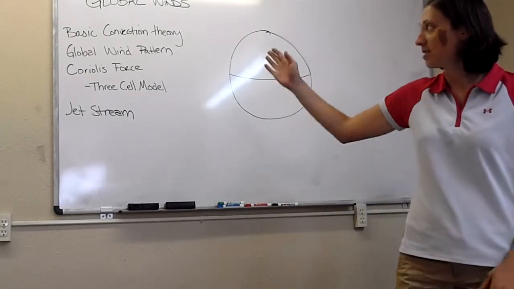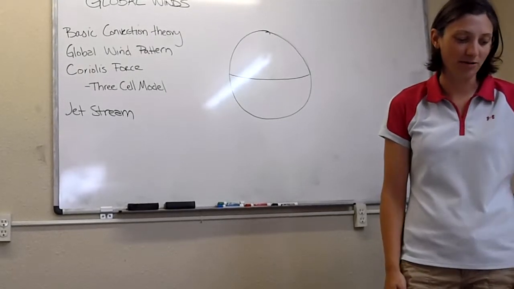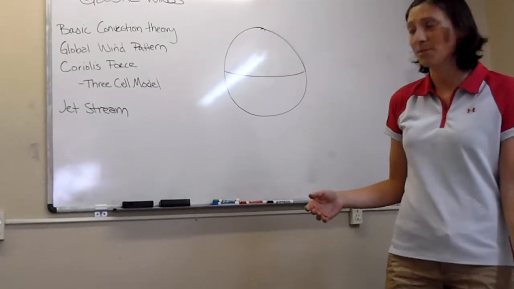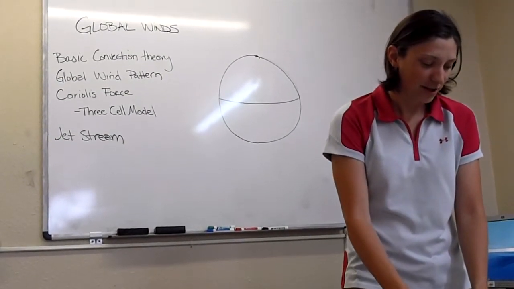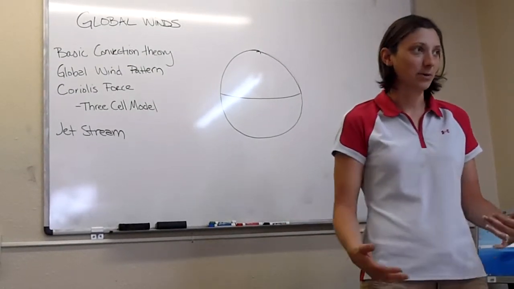So you can see a couple topics we're going to cover on the side there, and we'll first go over basic convection theory. It sounds like a really big, scary name of something, but really it's pretty basic. Convection is caused by the expansion of a liquid or gas due to its rise in temperature.